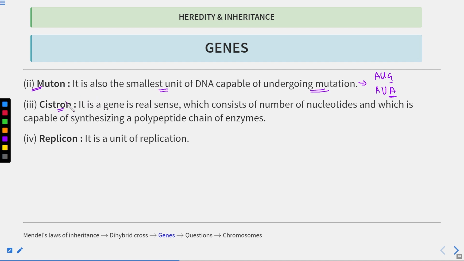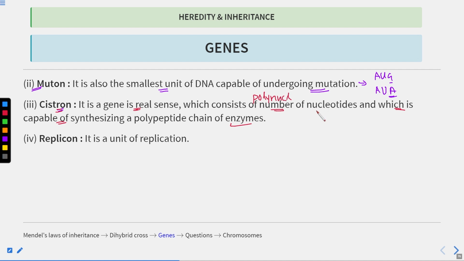Now next is the cistron. What is the cistron? It is the gene in the real sense, which consists of a number of nucleotides and which is capable of synthesizing a polypeptide chain of the enzymes. This is known as the cistron. So cistron is basically the coding region. All right. And it is a gene in the real sense, and it consists of a lot of nucleotides, which means it is a polynucleotide.